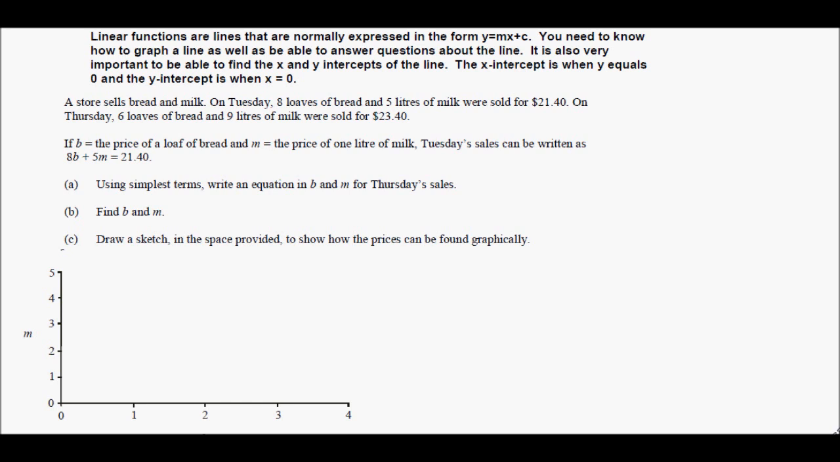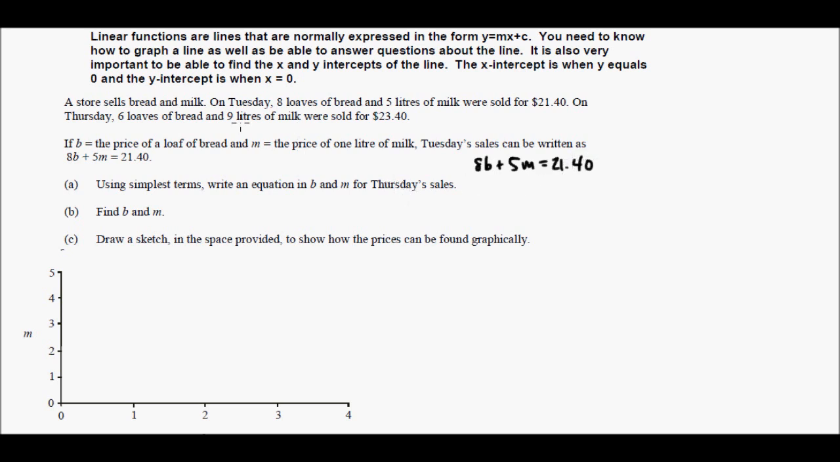If B is the price of a loaf of bread and M is the price of a liter of milk, Tuesday's sales can be written as 8B plus 5M. Okay, so this is going to be a system of equations. So we have 8B plus 5M equals 2140. Okay, that is Tuesday's.